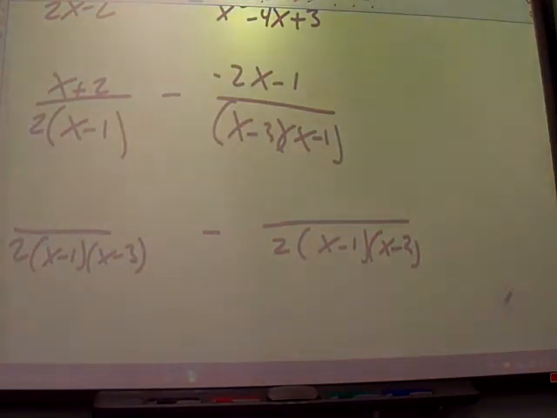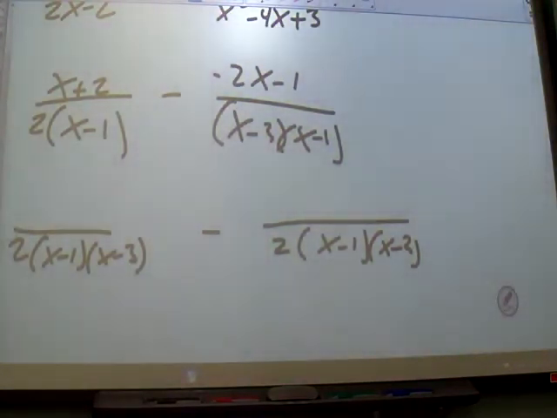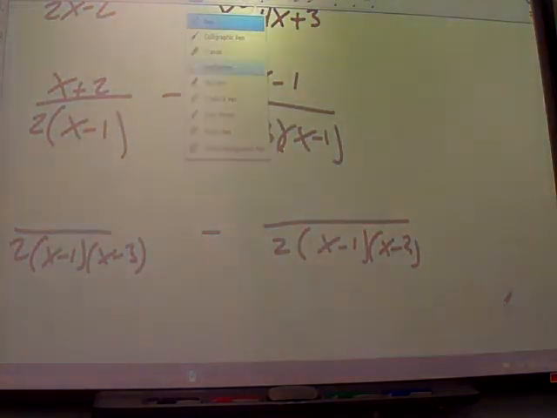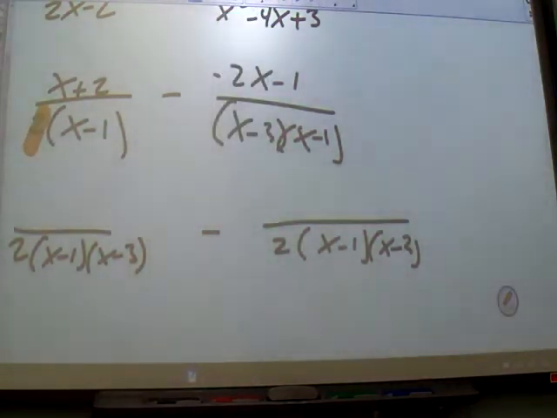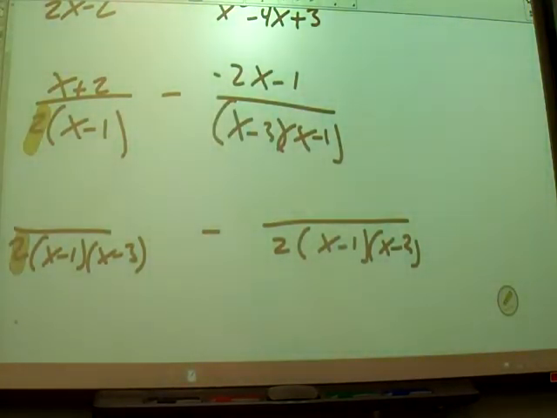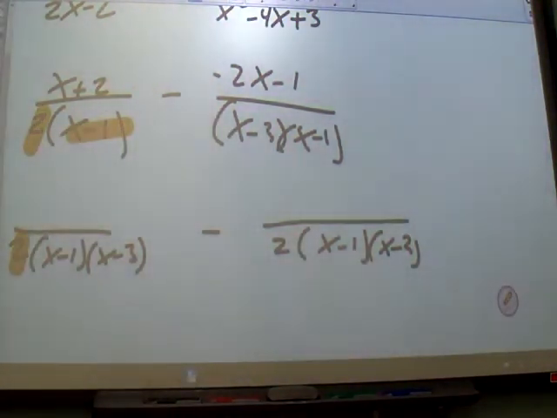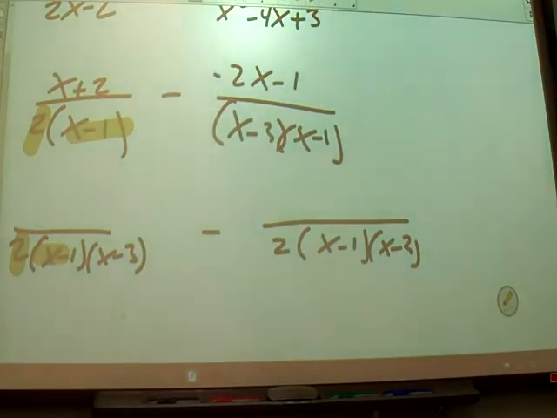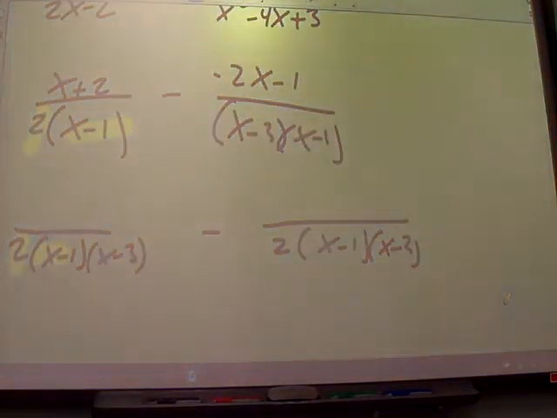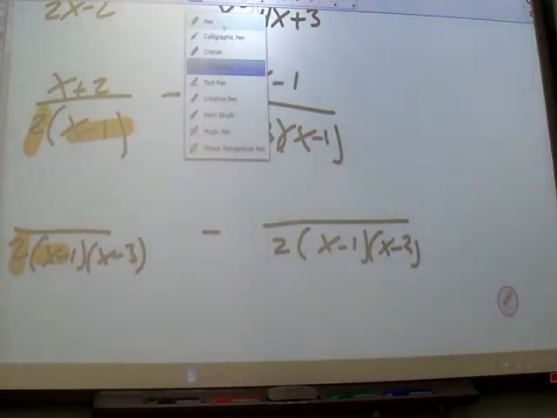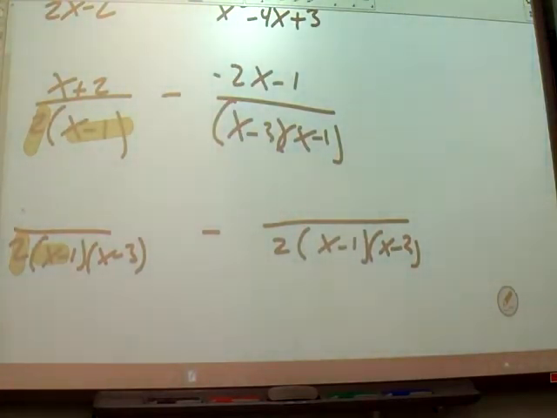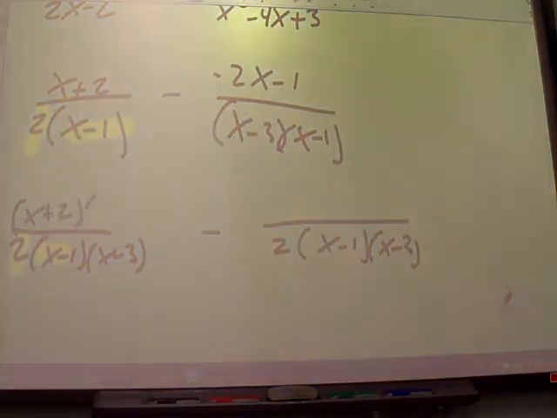Alright, so on the left, are we ready? It already had the 2, so that's not new. It already had the x minus 1, so that's not new. The new thing is x minus 3. So since I put a new x minus 3 on the bottom, I got to put it on the top also.